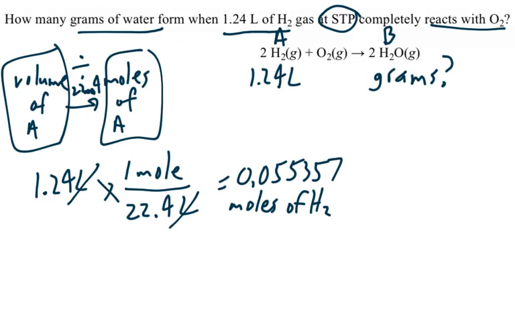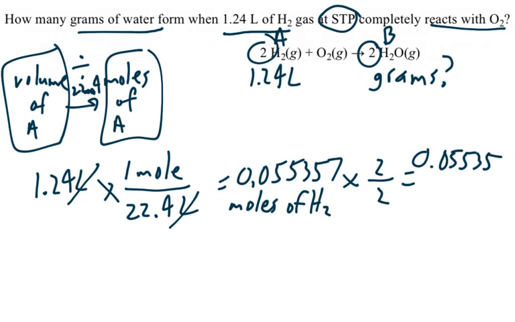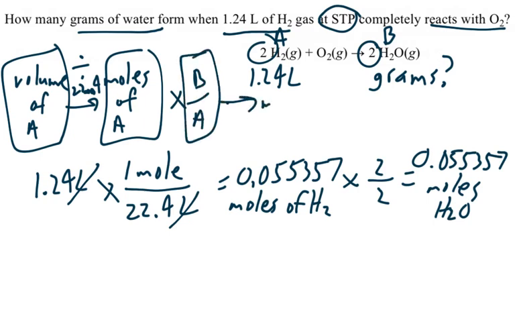Now we're ready to cross the bridge. The bridge is the mole ratio. The mole ratio happens to be B over A is 2 over 2. So in this problem, the number does not change. Let me fix that up, that looks a little messy. So it's 0.055357. But it's no longer moles of A. It's now moles of B. B happens to be water. So we multiply by the mole ratio, and we got moles of B.